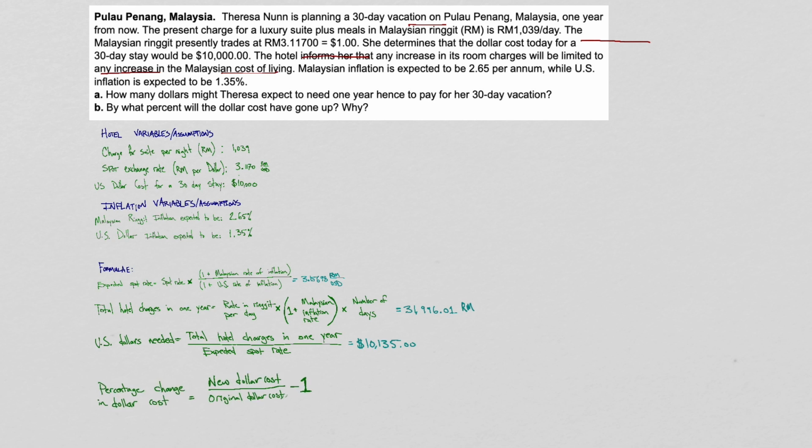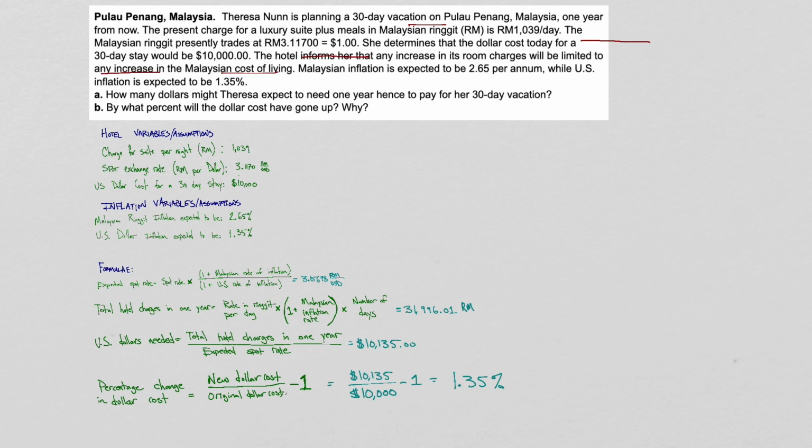So applying those numbers to this formula, that'd be the 10,135 divided by the original 10,000 cost, and then all minus 1. And that gives us 1.35%. The price has gone up by 1.35%.